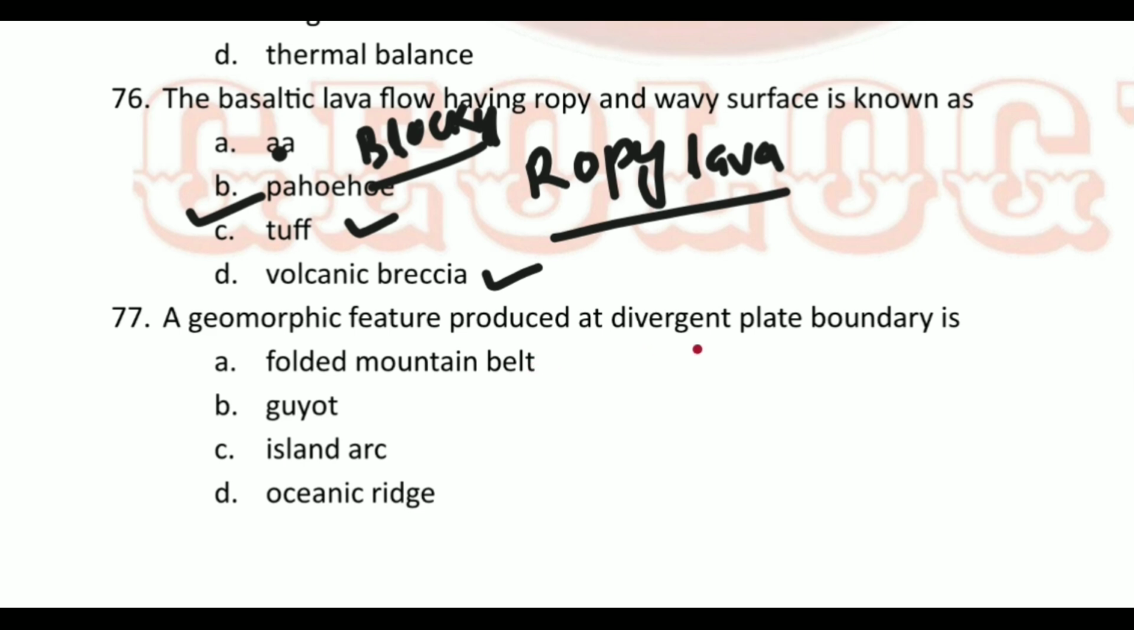The geomorphic feature produced at a divergent plate boundary is the oceanic ridge. Folded mountains form at continent collision, and hotspot and island arcs are associated with ocean convergence.